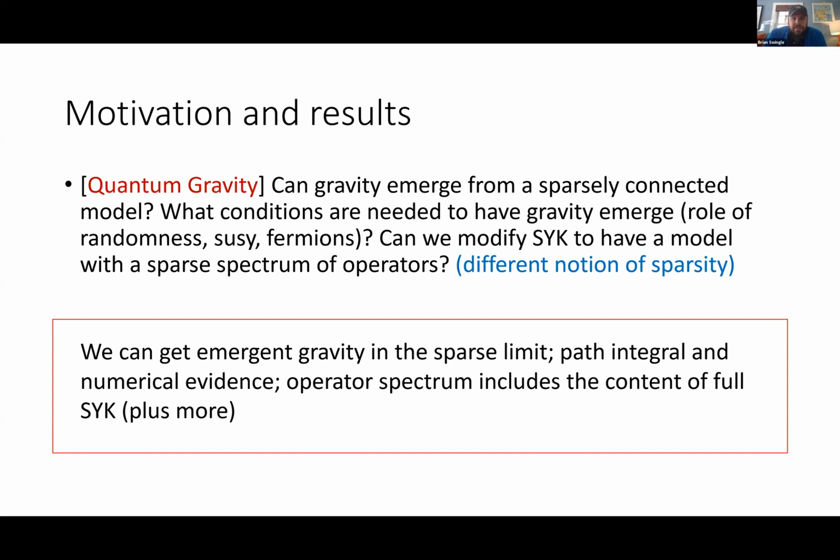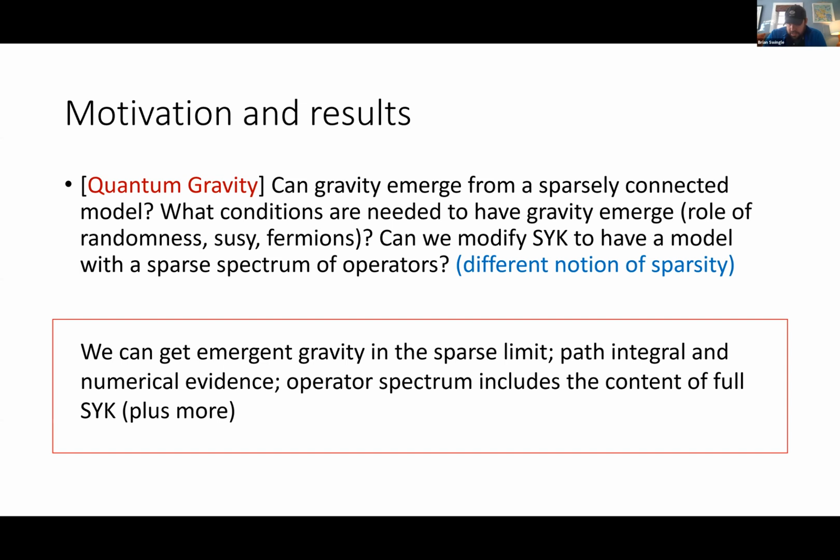And this is partly motivated by the question of whether we could modify the spectrum of operators in SYK, because SYK is a relatively dense spectrum, and you might, for gravitational applications, want to thin the spectrum out a little bit. You may have heard the statement before that holographic field theories have a sparse spectrum of operators. It's a different notion of sparsity, but we were sort of hoping that maybe this sparsification could get towards that.